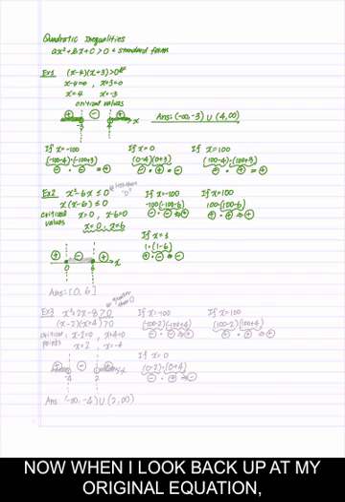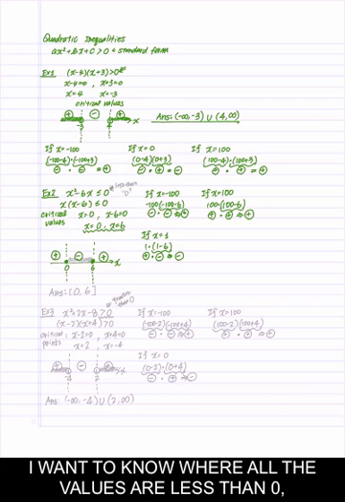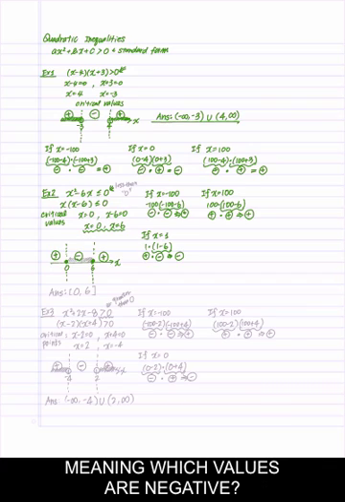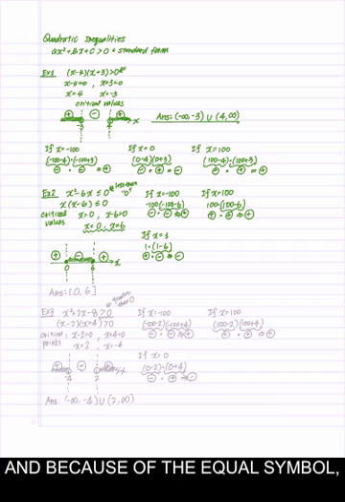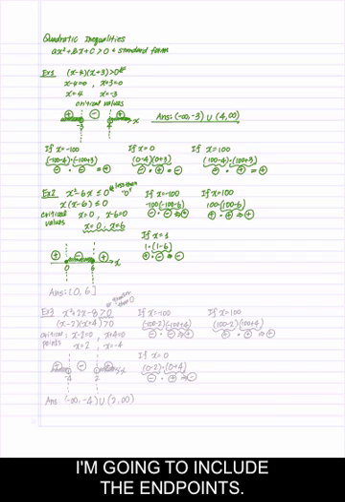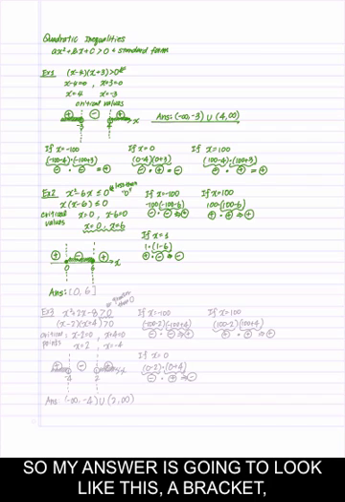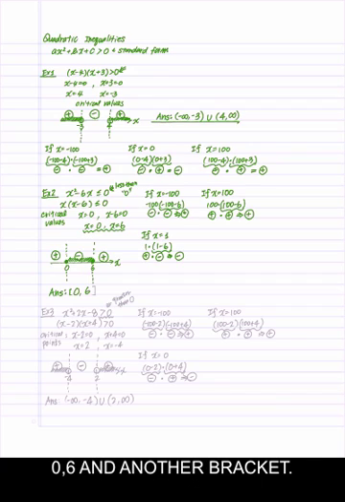Now, when I look back up at my original equation, I want to know where all the values are less than 0. Meaning, which values are negative. In this case, that is only the region between 0 and 6, and because of the equal symbol, I'm going to include the endpoints. So my answer is going to look like this. A bracket, 0, comma, 6, and another bracket.